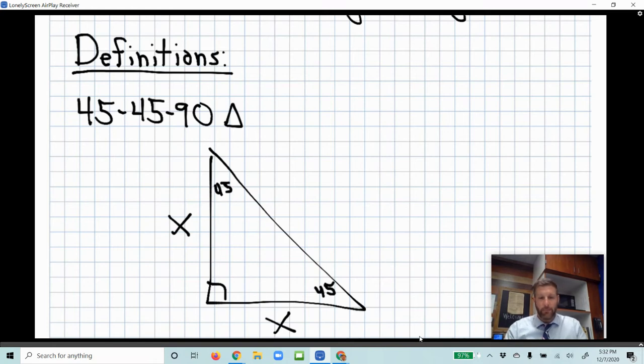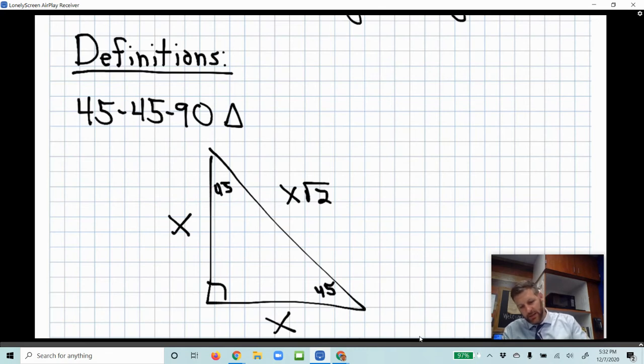Then in terms of the hypotenuse, there's just a ratio that you memorize, and that is if you take that number x and multiply it by the square root of 2, that's the length of the hypotenuse. So in a 45, 45, 90 triangle, if you know it's that type of triangle, then you immediately know the two legs are the same number, and the hypotenuse is that number times the square root of 2.